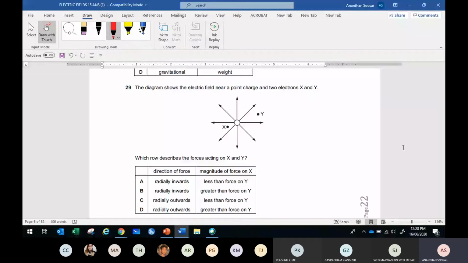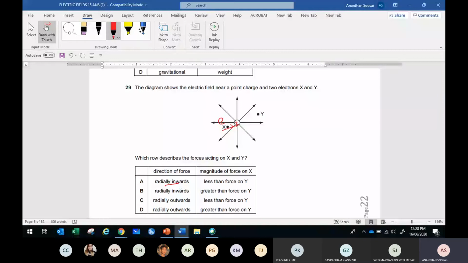Which row describes the forces acting on X and Y? So, direction of force, radially, X and Y electrons. So, electron X, the force is radially inward or outward? So, what type of charge is possessed by this body? Because the field is going out, it should be positively charged. Okay, so it's an electron, so the force must be going radially inward, right? So it should be radially inward.